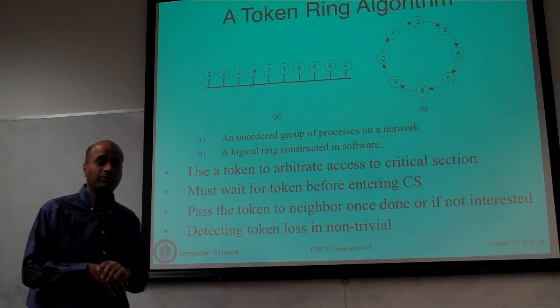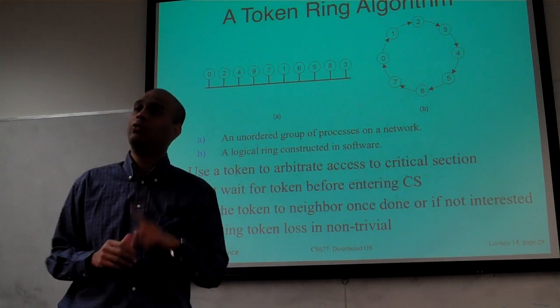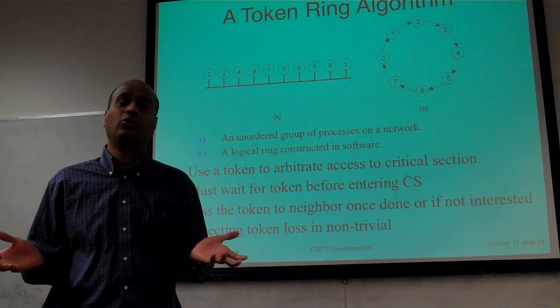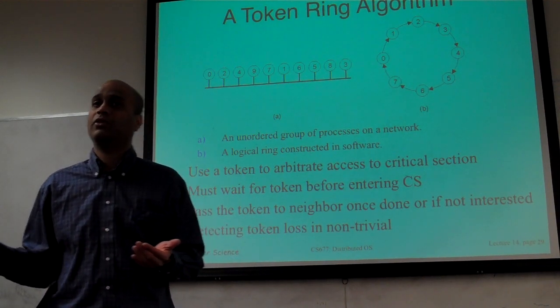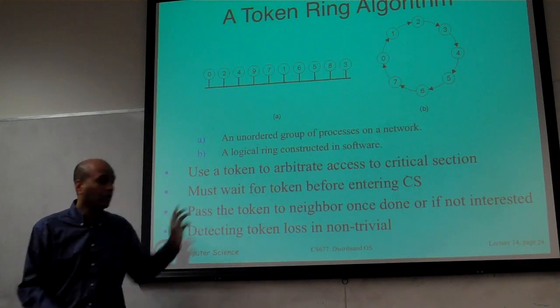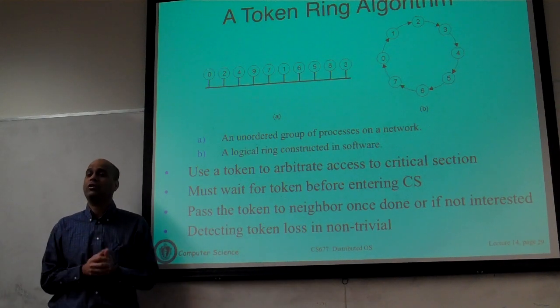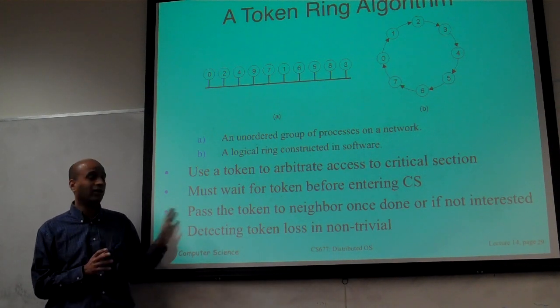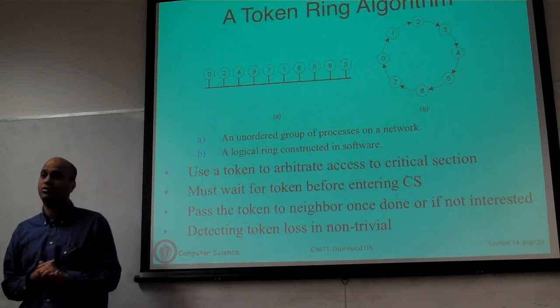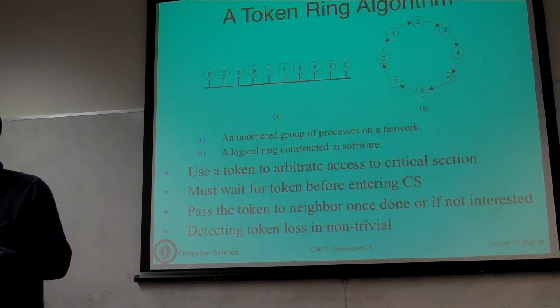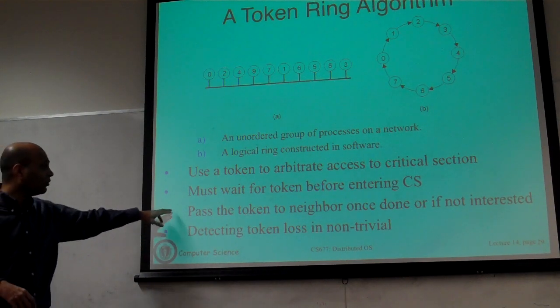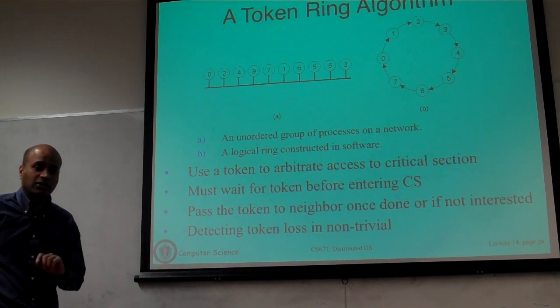So the token will keep circulating, and since there is only one token, the process that holds the token is guaranteed that no other process will be doing anything with respect to the critical section. Because the rule is you need to hold a token in order to get mutually exclusive access to whatever data structure you're trying to access or the critical section you wish to enter. So that's basically a simple approach.